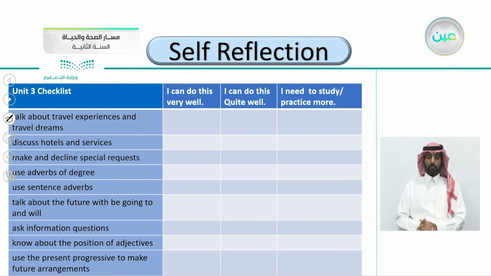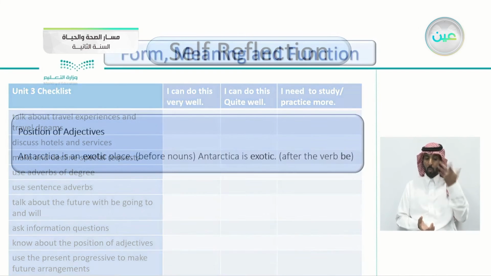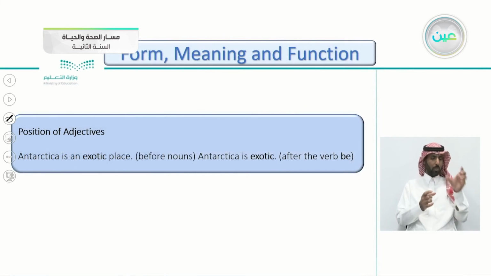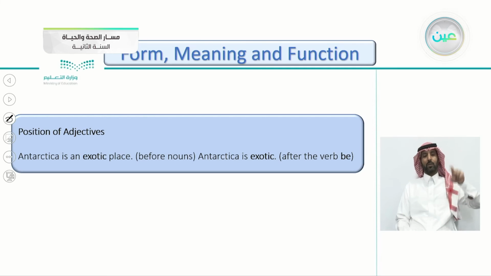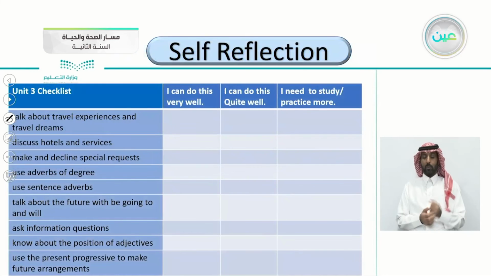Know about the position of the adjectives. I think this is an easy one. Position of adjectives. Antarctica is an exotic place. Exotic place. So here it's before nouns, exotic place. Antarctica is exotic. It came after the verb be. So here, the first one, it came before the noun place. The second one, it came after the verb be. If you find this confusing, you can check the last column.